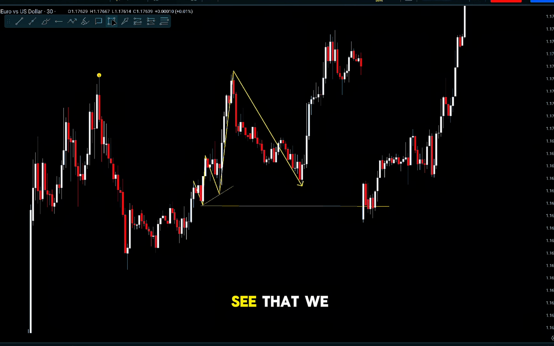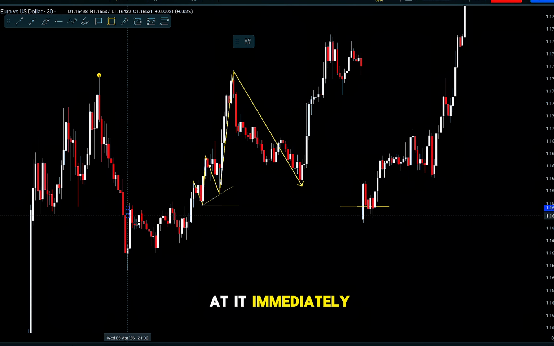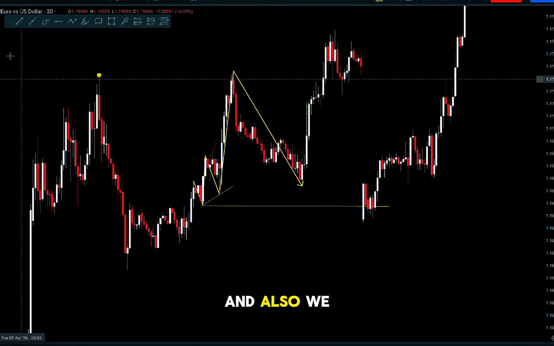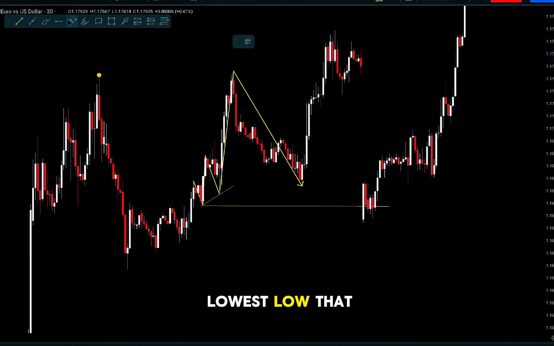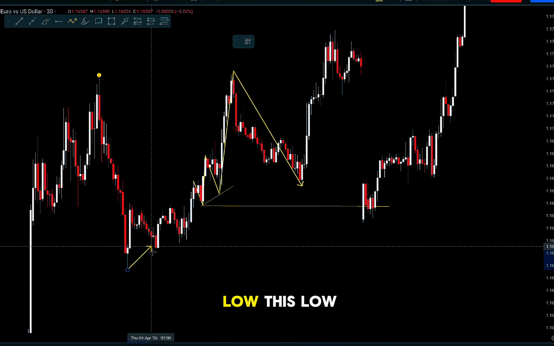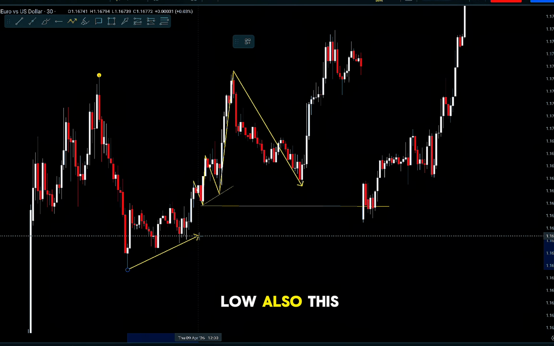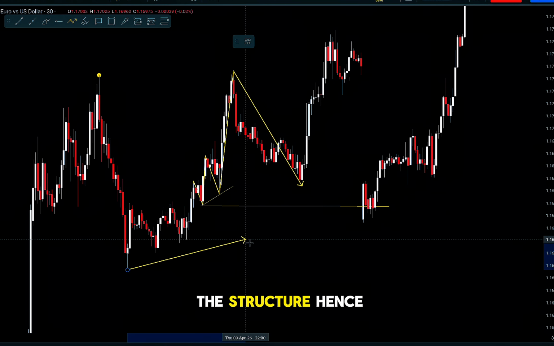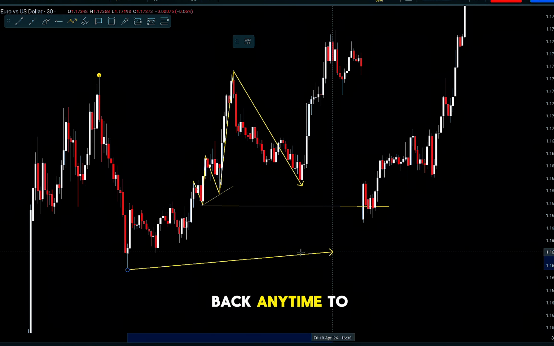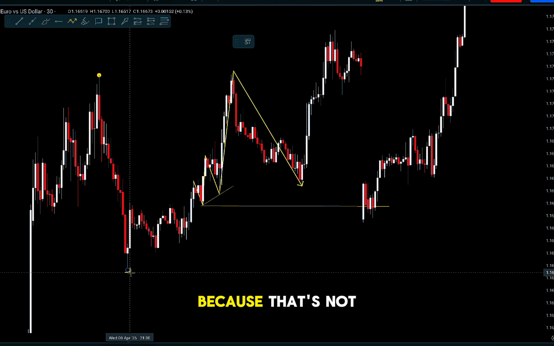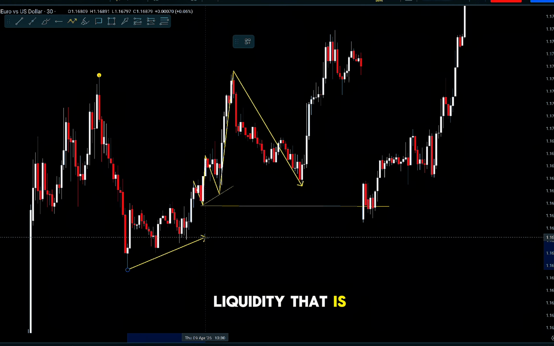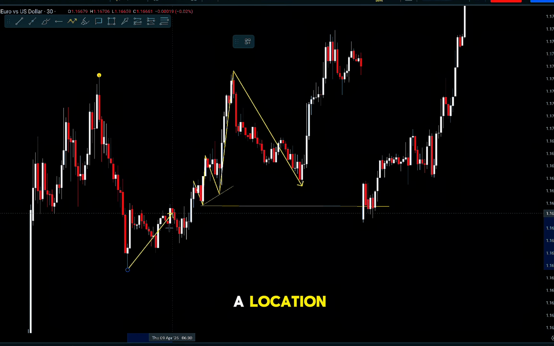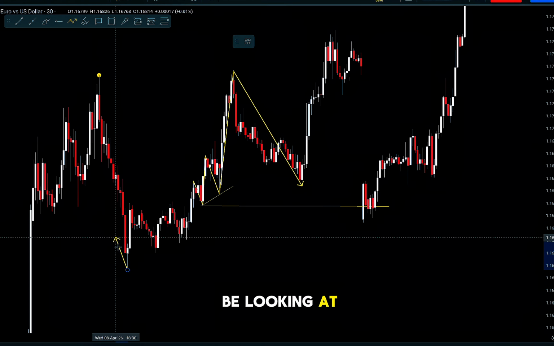And you can see that we are looking at it immediately after the low was being created. Also, we can see the lowest low that is here. We have this low, and then that low. Also, this is trend line liquidity and it's the lowest low of the structure. Hence, price can come back anytime to take this out because that's now going to be the liquidity that is left here.